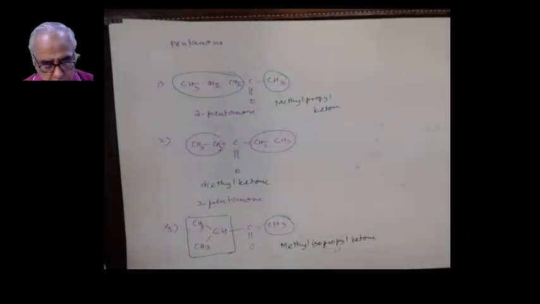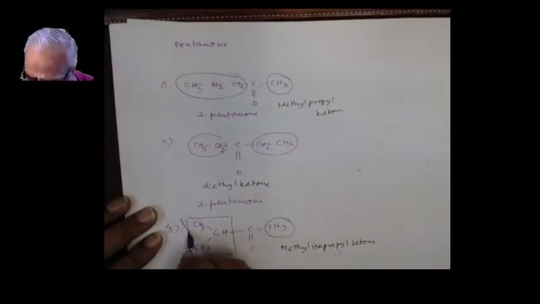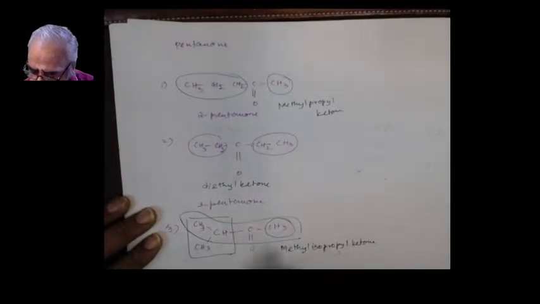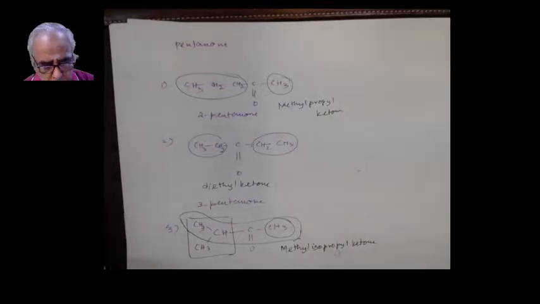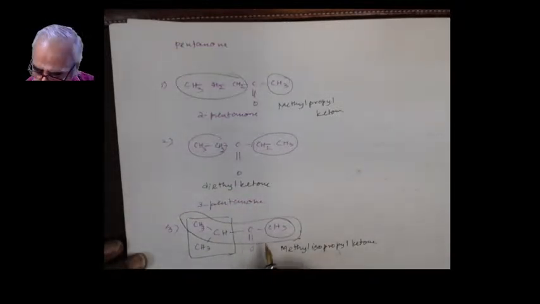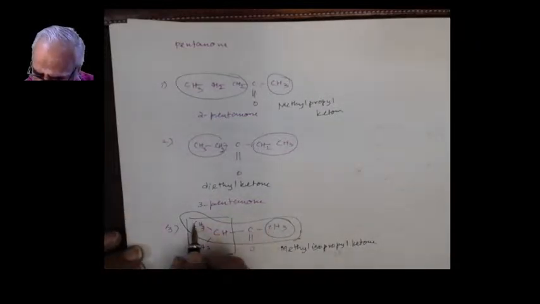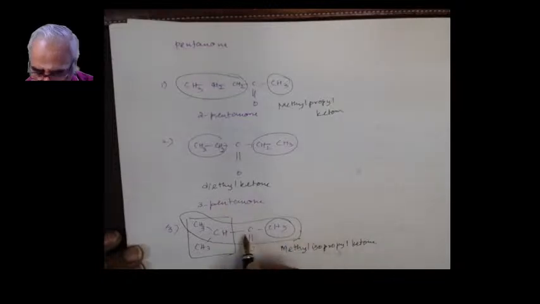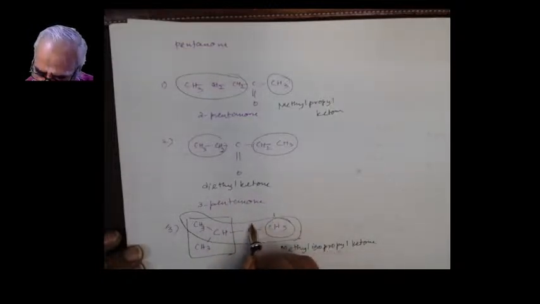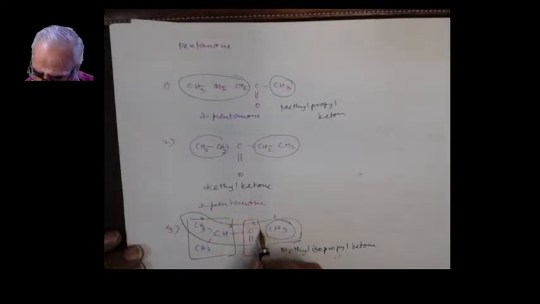And what is the IUPAC name for this? For the IUPAC name, what you are supposed to do? You have to select the longest chain. So let us select the longest chain. This is the longest chain where you can count it. And which is the essential functional group? CO is the functional group, so it should be given the lowest number. If you come like this, you will get 3. If you come like this, you will get 2. So you have to come like this. 1, 2, 3, 4. So in the second position, you have the keto group.